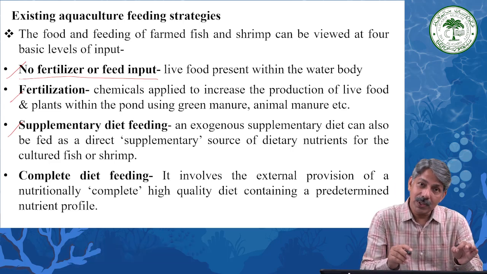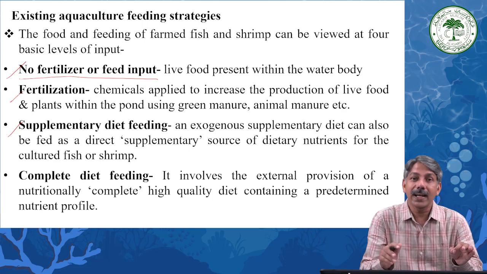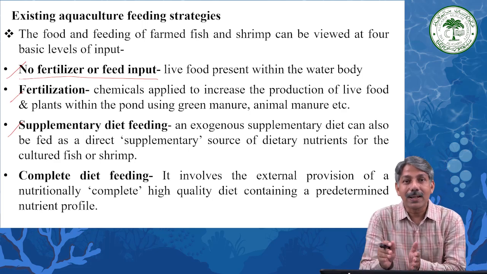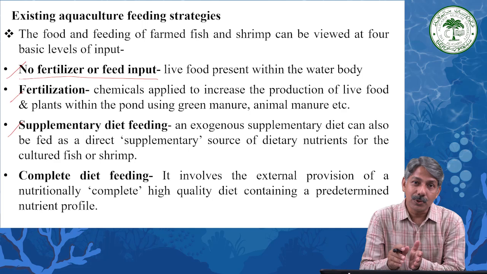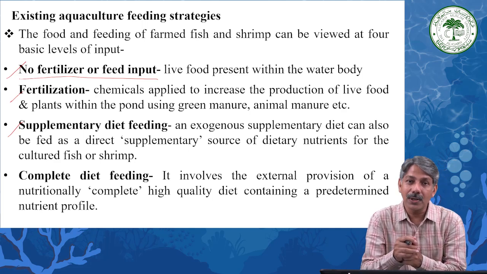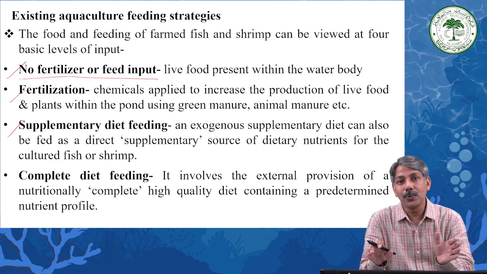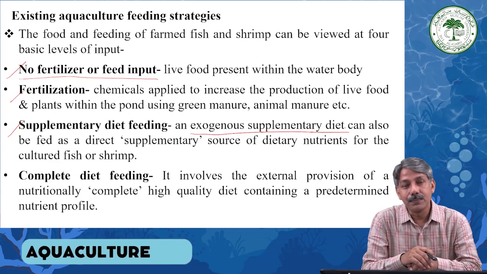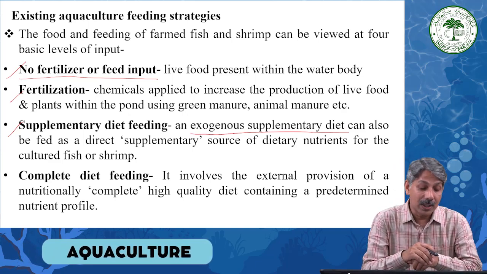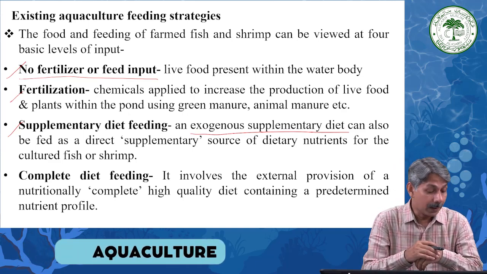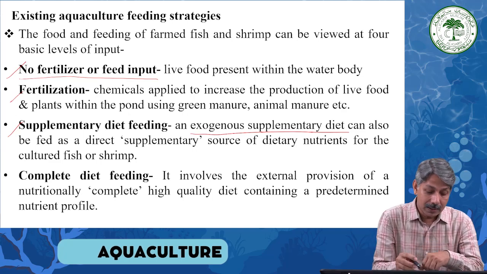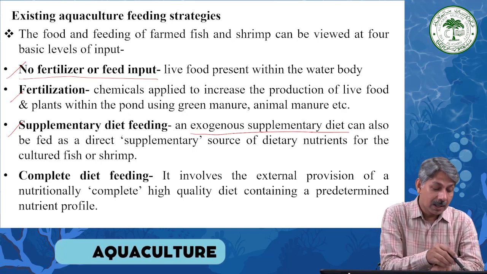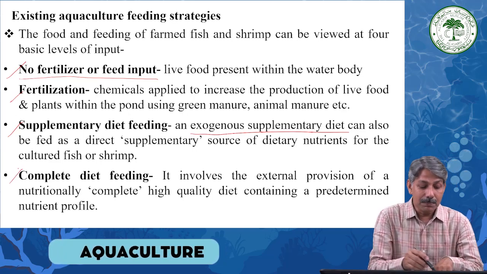And when you are doing supplementation, that means you are depending on live feed. But when that live feed is not enough, you have increased the stocking density of fish in your pond. Then for increased stocking density, for increased number of fishes, live feed is not sufficient. So we have to add some more feed from outside. Exogenous supplementary feeding should be carried out in order to catch up with the dietary requirement of the cultivable fish species. Now, after that, complete diet feeding.